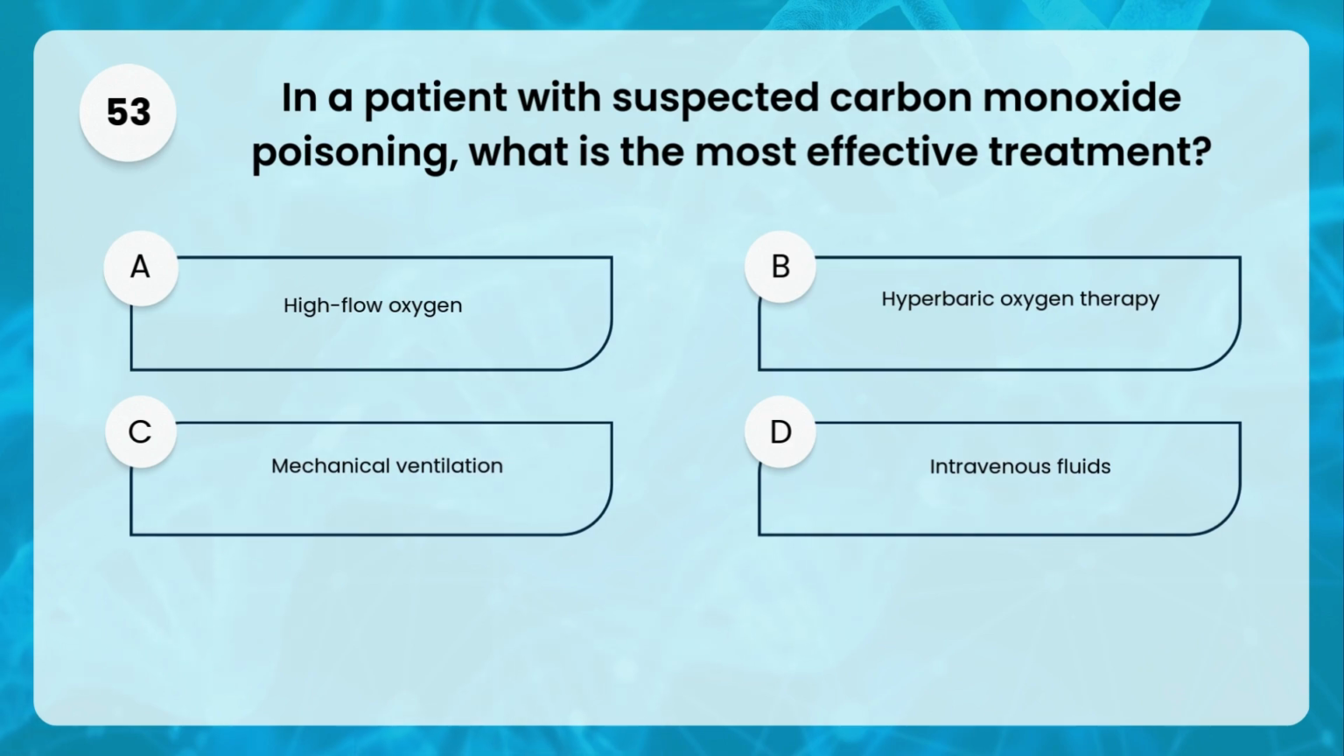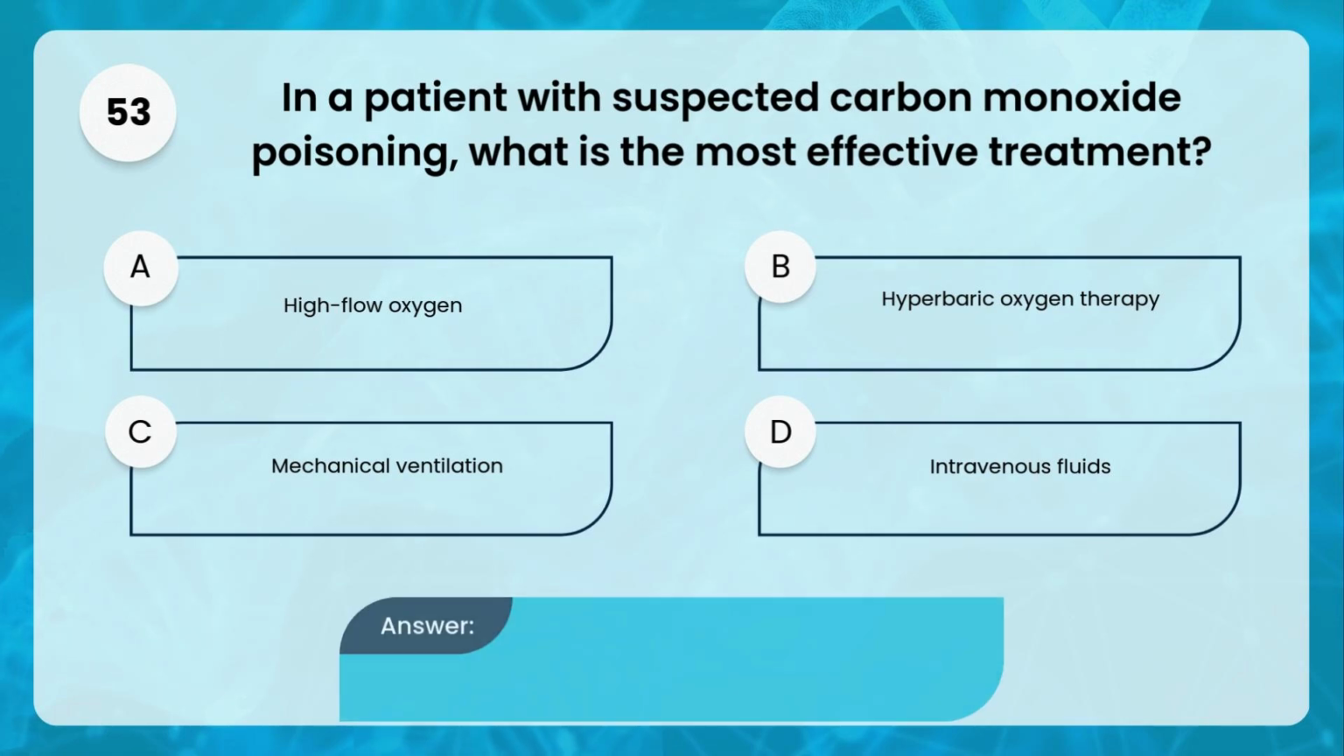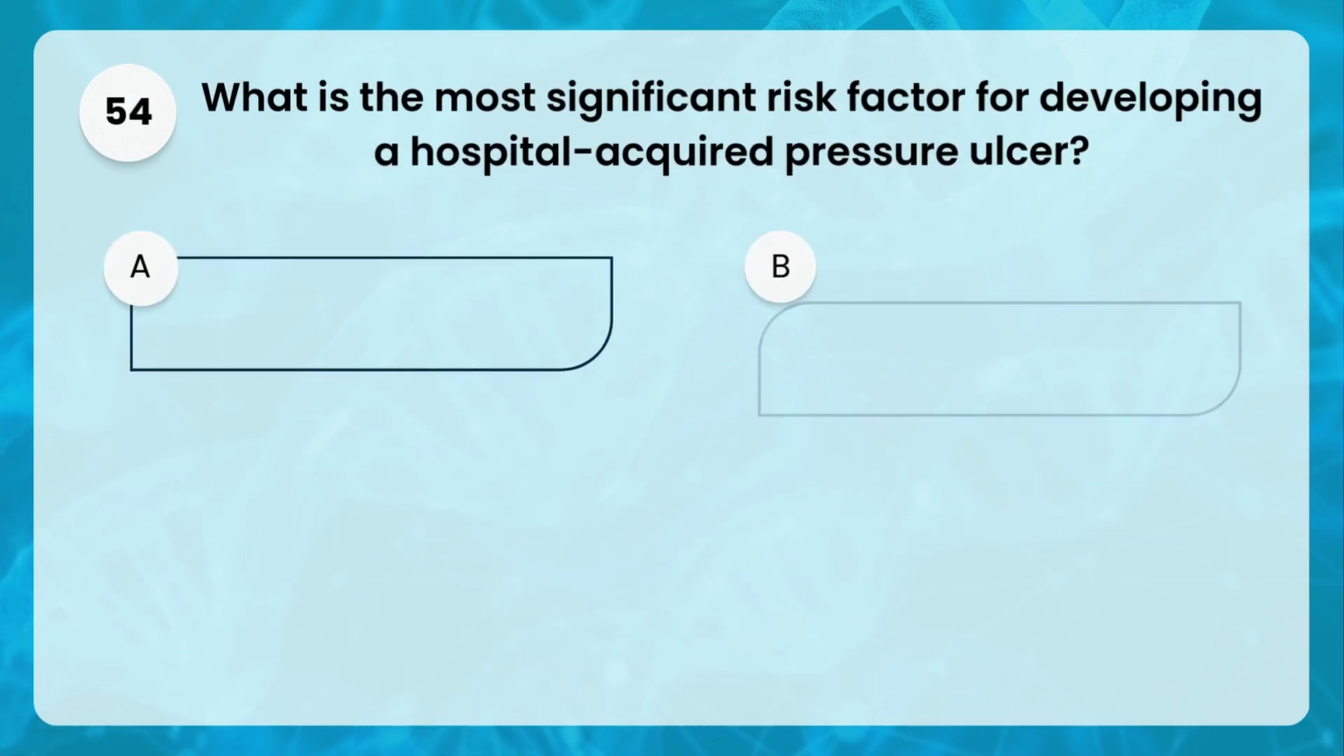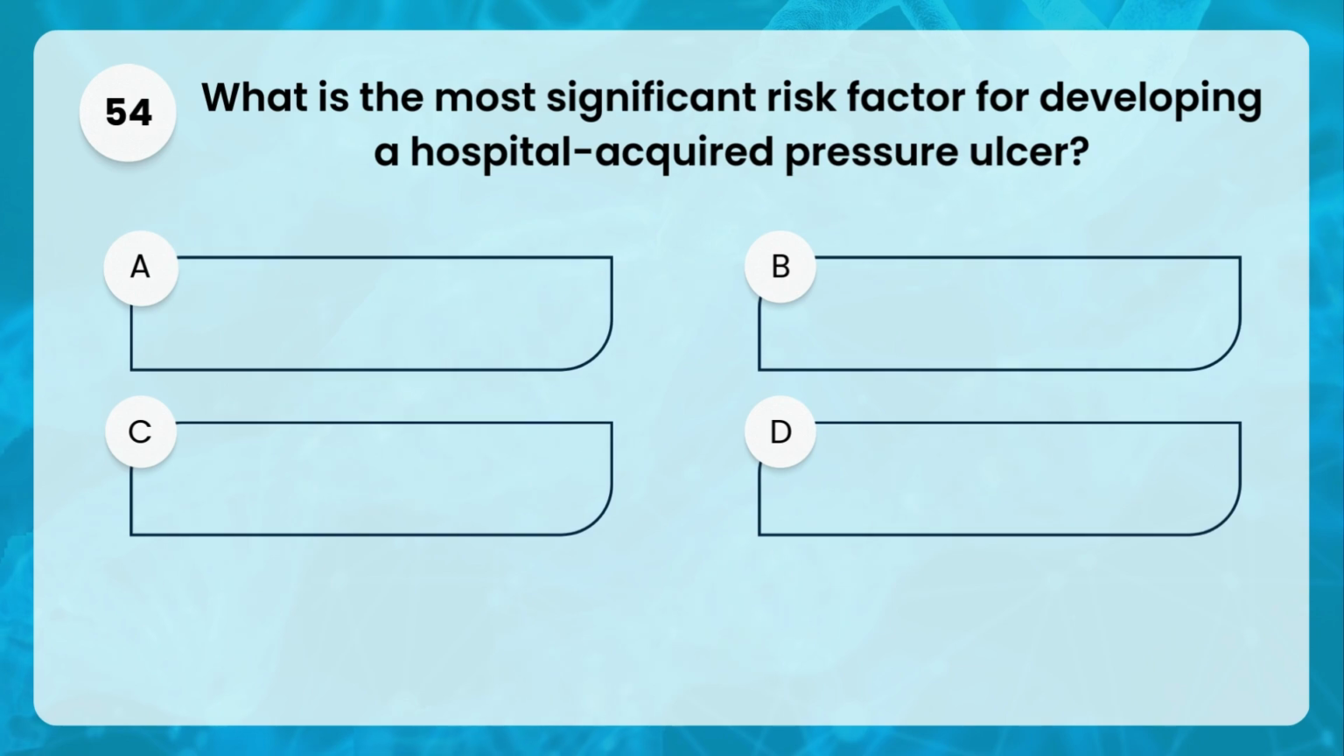53. In a patient with suspected carbon monoxide poisoning, what is the most effective treatment? A. High-flow oxygen. B. Hyperbaric oxygen therapy. C. Mechanical ventilation. Or D. Intravenous fluids. The answer is B. Hyperbaric oxygen therapy.